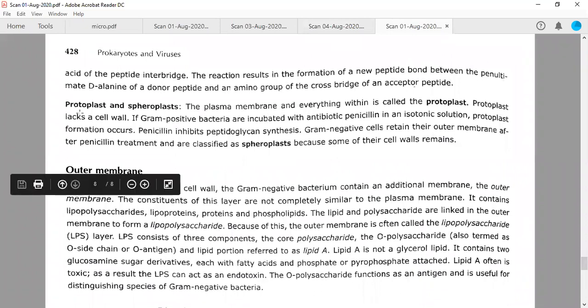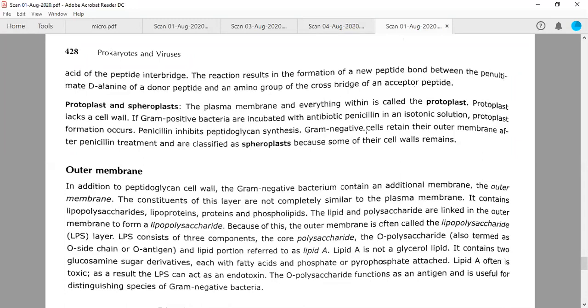So this is the difference between protoplast and spheroplast. See here, the plasma membrane and everything within the plasma membrane is called protoplast. Protoplasts lack a cell wall. If gram-positive bacteria are incubated with the antibiotic penicillin in an isotonic solution, protoplast formation will occur, because penicillin inhibits peptidoglycan synthesis.